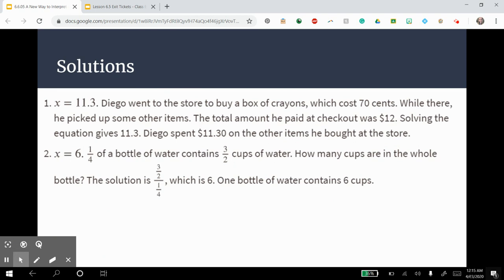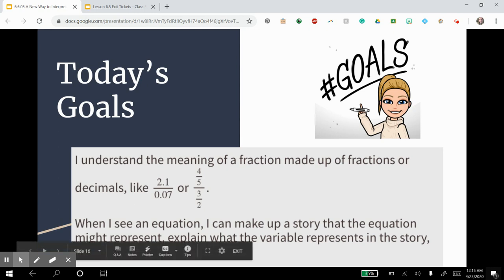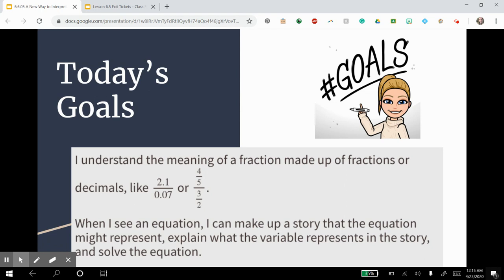All right. So hopefully after today's lesson, you understand the meaning of a fraction made up of fractions or decimals, and you understand that means division, right? And that when you see an equation, you can make up a story that the equation might represent, explain what the variable represents in the story, and solve the equation.